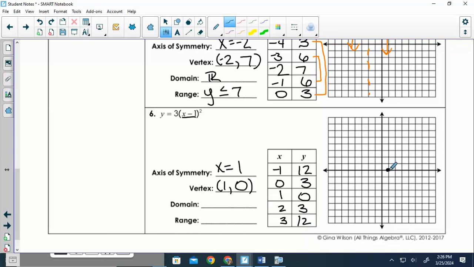Plot (1, 0), (0, 3), and (2, 3). The others are off my graph, but this is enough.